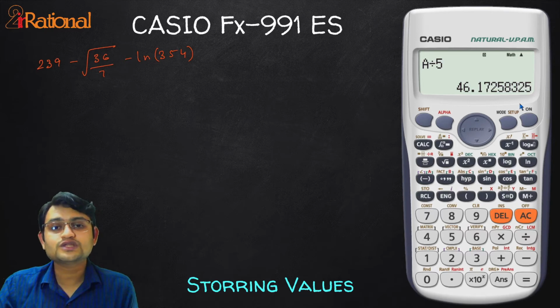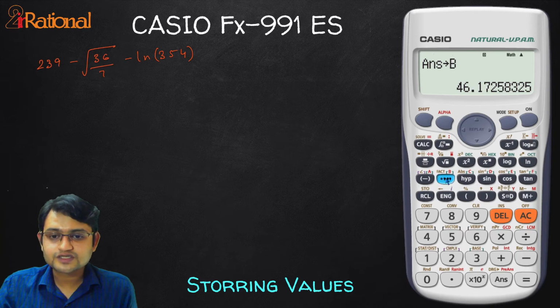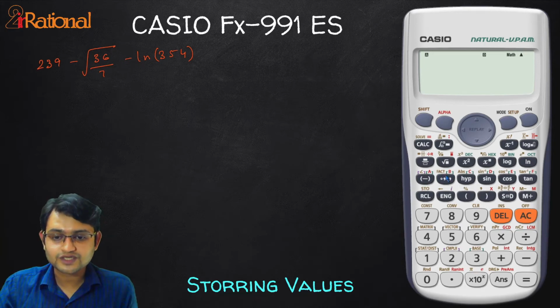If I say A divided by 5 is equal to this, now I want to store this value in B, because later on I will be using A and B both. So I will press shift and store again, and if I press B, you can see the answer has been stored in B. If I press AC and want to check whether my value has been stored, I press alpha and B, and my value is still stored. I can check A as well, alpha A, and the value is still stored.